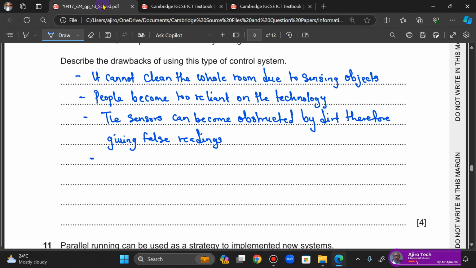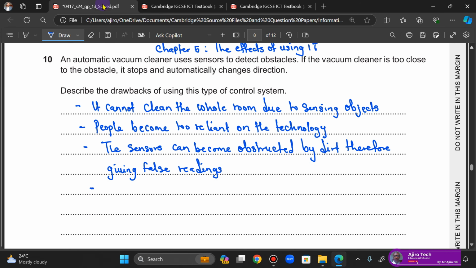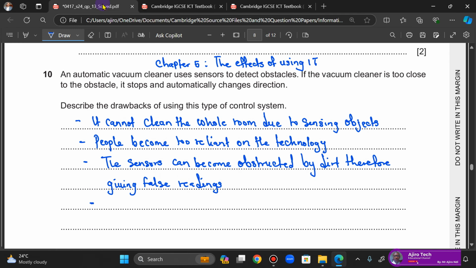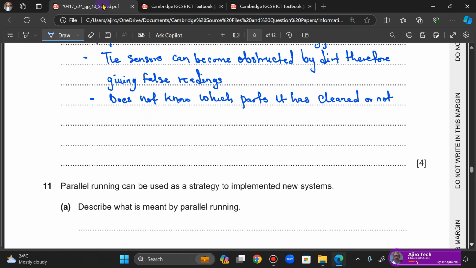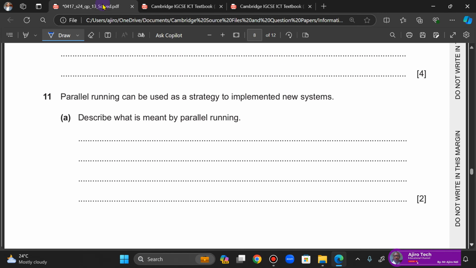And because of this, it may not know which part it has cleaned or not. Because it stops working, it automatically changes direction. So it might not know which part it has cleaned or not.